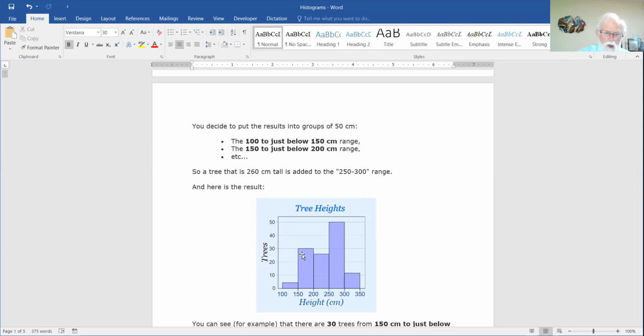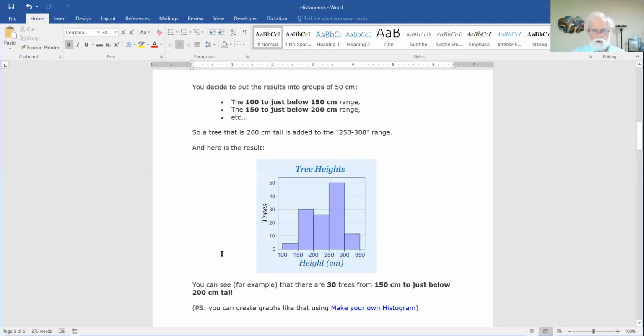We generally like to have no more than 5 to 10 ranges. Any less than 5, the ranges are too great. Any more than 10, and the ranges are too small. And again, it depends on your purpose. With something like this, putting them into 50 centimeter ranges makes a lot of sense.